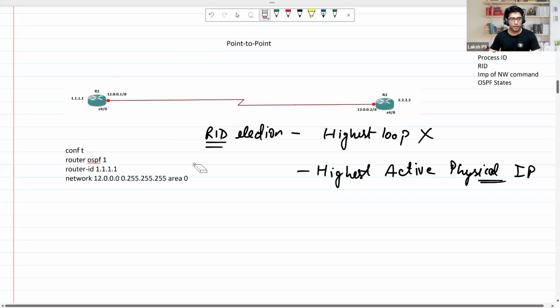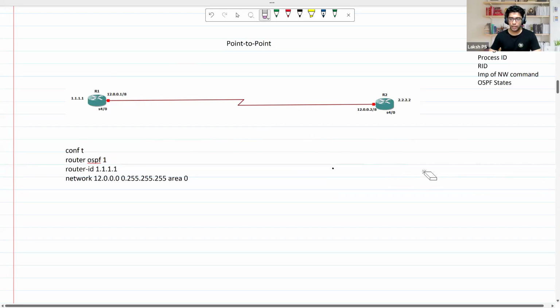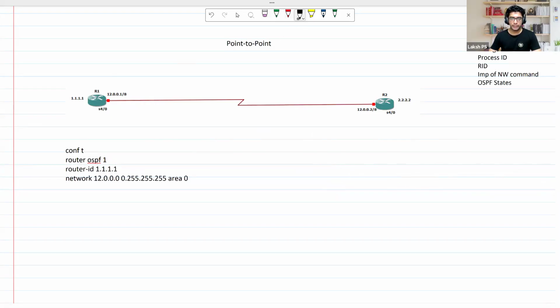Now, once you do this, we type the network command like this: network 12.0.0.0 0.255.255.255 area 0. Leave the concept of area for now because we are talking about single area. Now, what is the significance of the network command? It is also very important to understand. 12.0.0.0, what is the meaning of this?